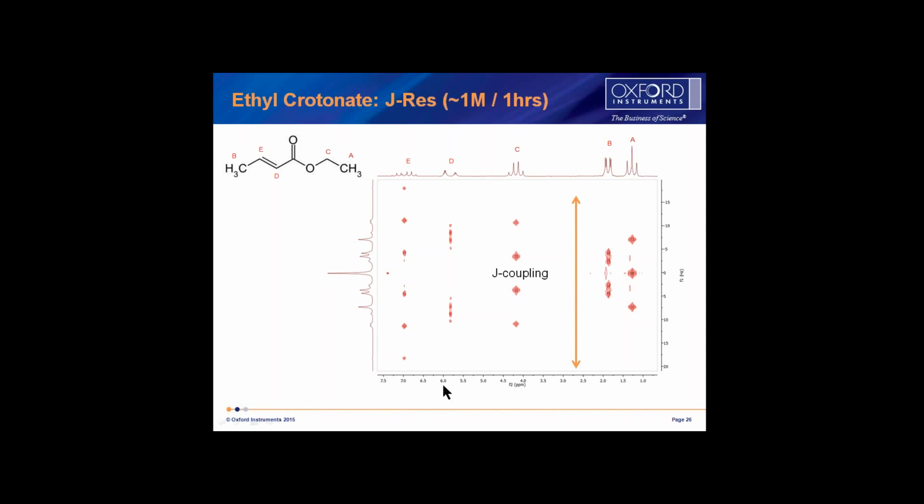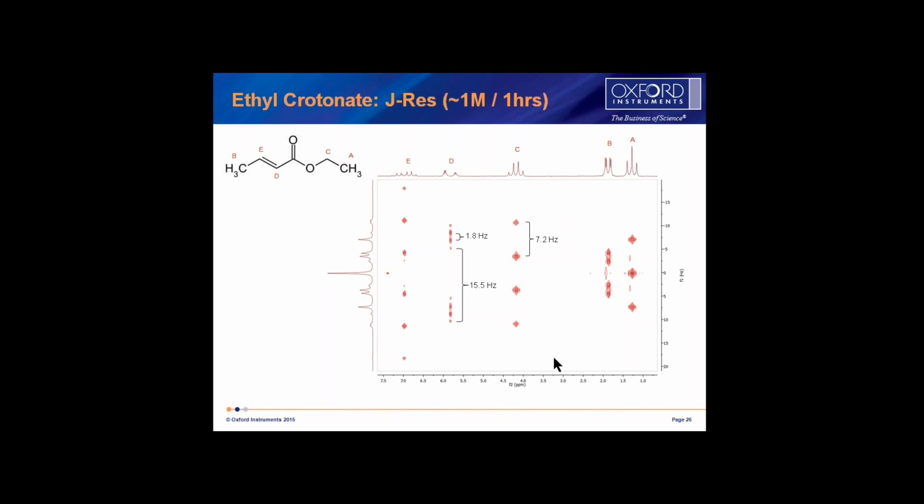A good example, if we look in here, we can see the quartet of the CH2 is actually represented with the quartet here. And what this allows us to do in this case is to accurately measure the coupling constants for all of this spin system.